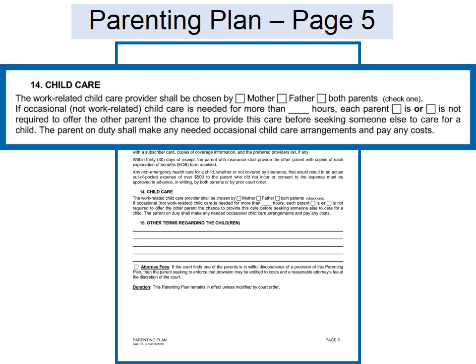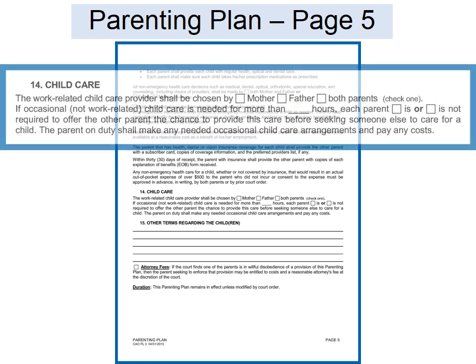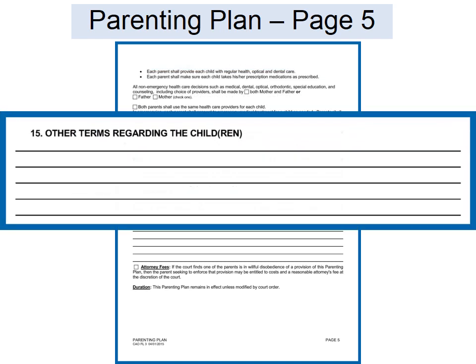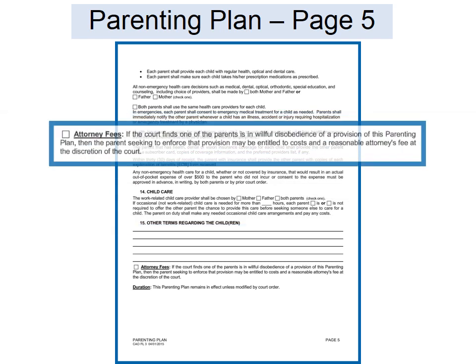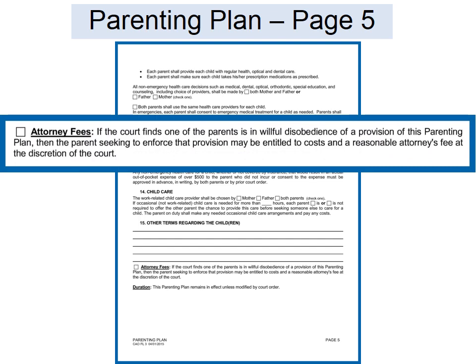Paragraph 14 gives options for identifying who will be involved in selecting child care providers, and if the parents will be offered the first right of refusal for non-work-related child care needs. Paragraph 15 is where you can include any additional terms you want in your parenting plan that were not already covered. And you can choose whether or not to include a provision regarding attorney fees.